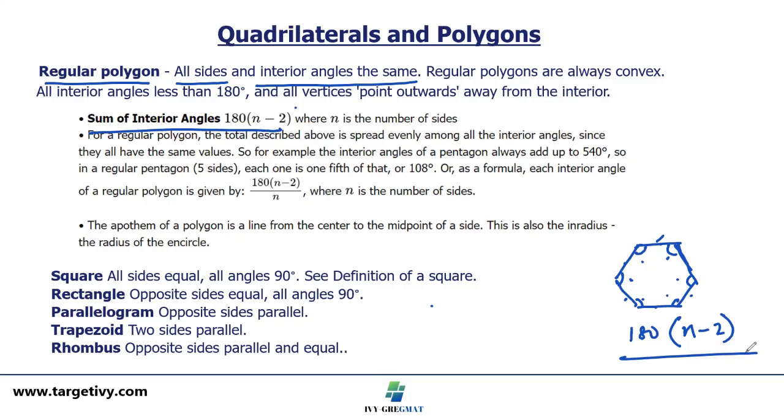The sum of the interior angles of a polygon is 180 into n minus 2, where n stands for the number of sides. So it has 6 sides. This is called a hexagon. So 180 into 6 minus 2, which is 180 multiplied by 4. This is the sum of the interior angles.